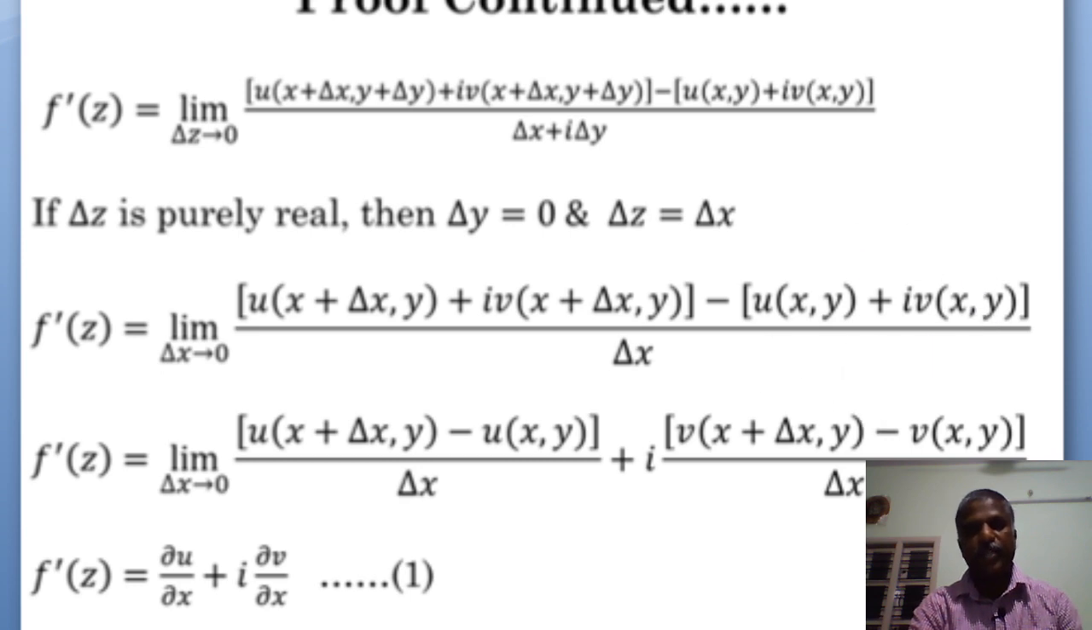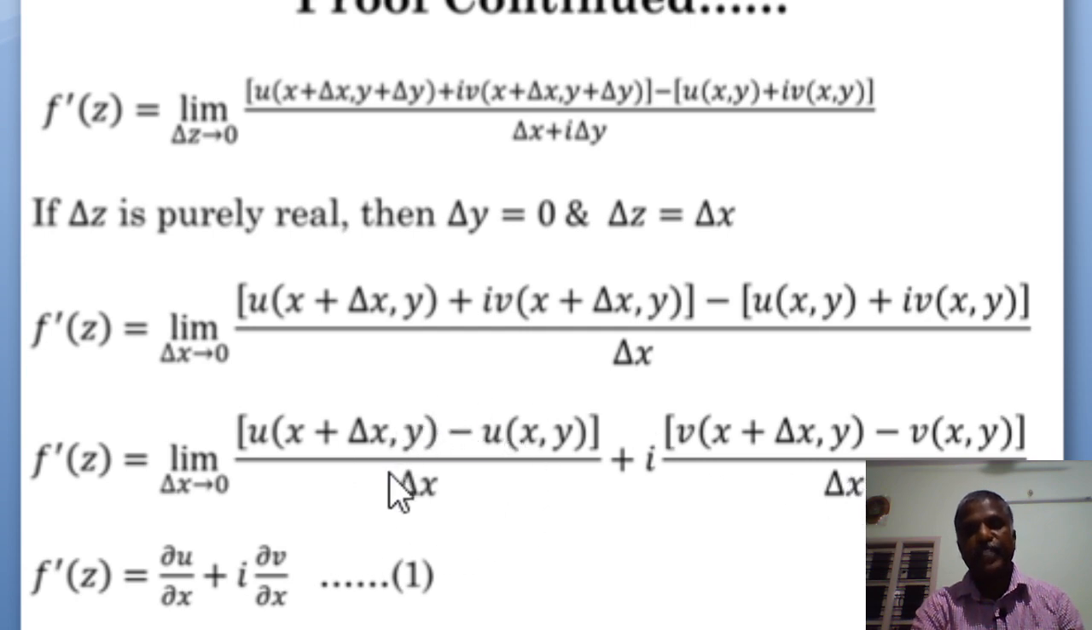So there is no change, we keep the terms as they are, so that on separating real and imaginary parts, f'(z) is equal to the limit as Δx tends to 0 of [u(x+Δx, y) minus u(x,y)]. Here we have to collect u terms together and v terms together, that is we separate real and imaginary parts. So the real part is [u(x+Δx, y) minus u(x,y)] divided by Δx, plus i into [v(x+Δx, y) minus v(x,y)] divided by Δx.